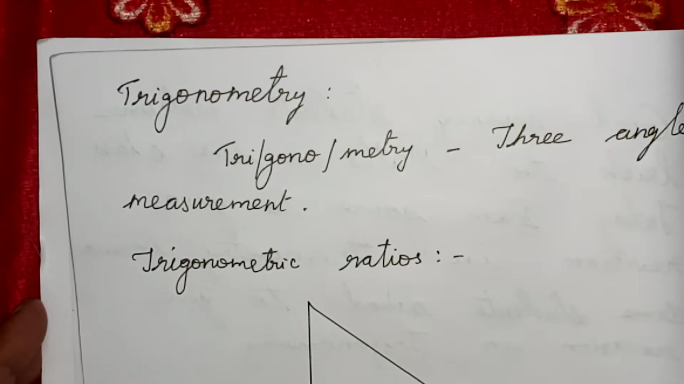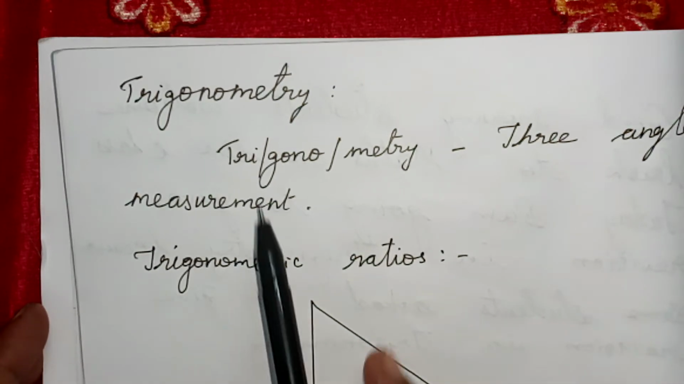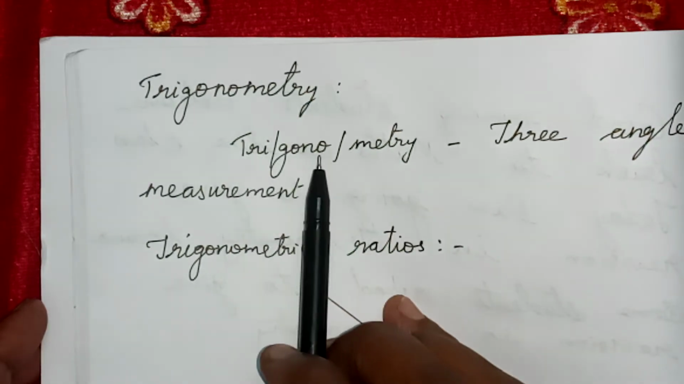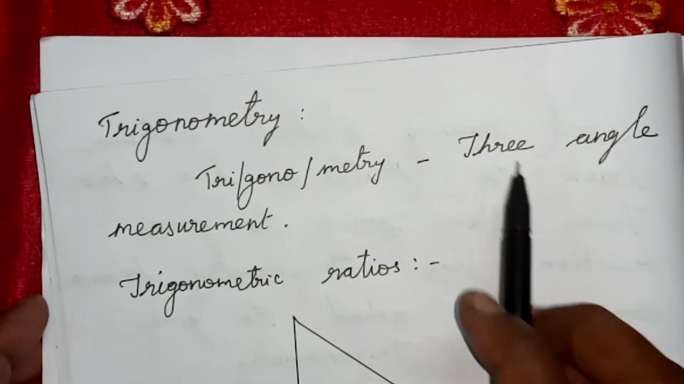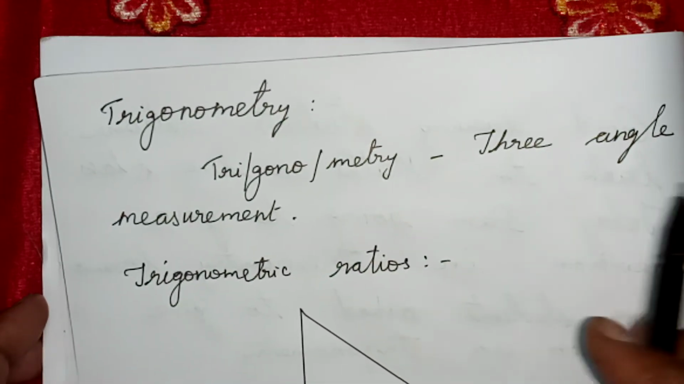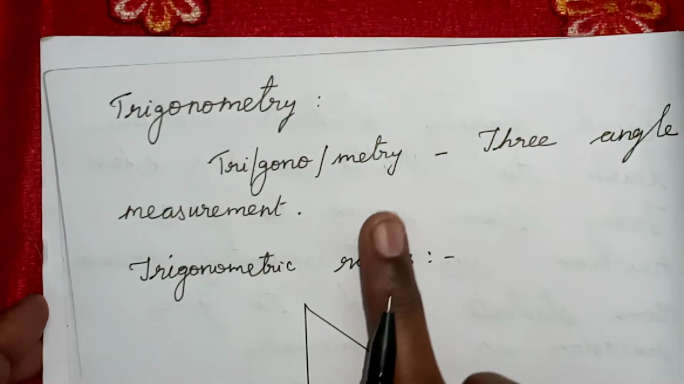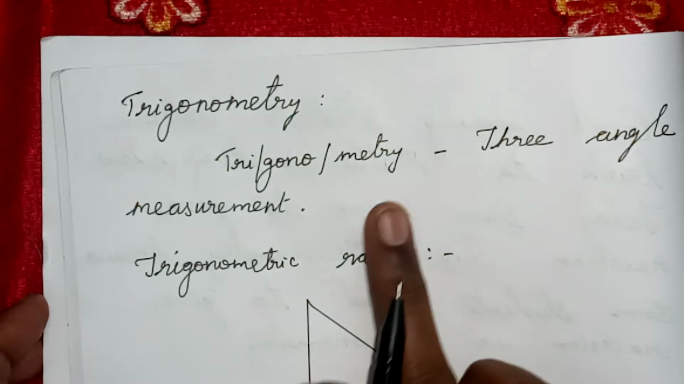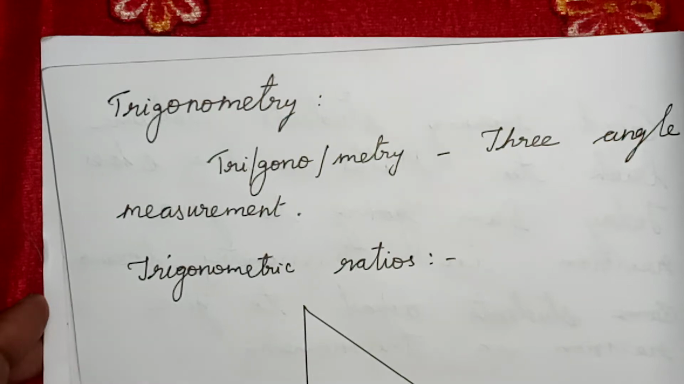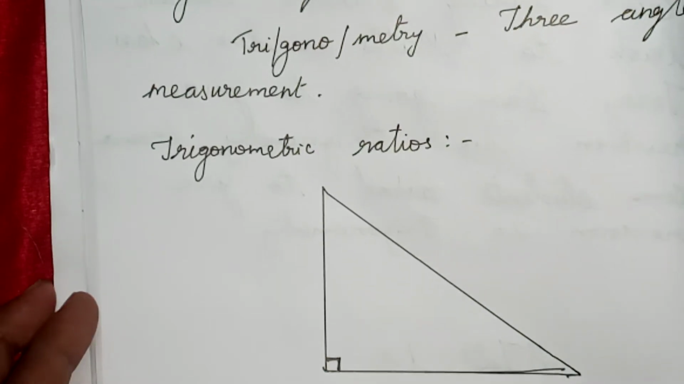First, trigonometry is a Greek word. We can split it into three parts. Trigonometry means three angle measurement. Here in this chapter we are going to learn about three angle measurement, that is, triangle. Okay, first I am going to explain trigonometric ratios.